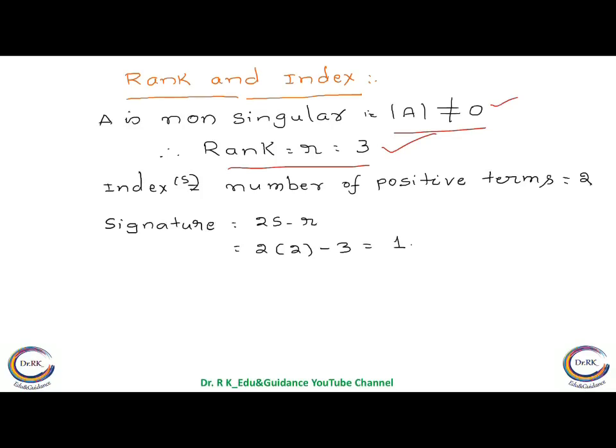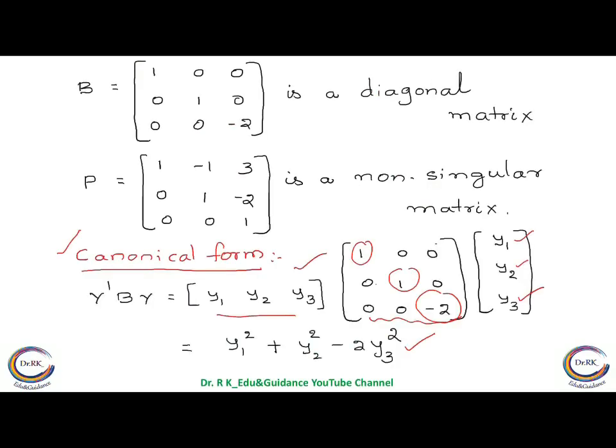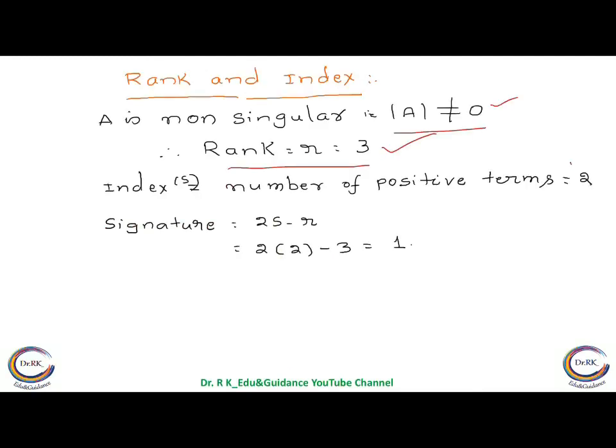Then the index is the number of positive terms. Here this is a positive term, this is a positive term, so therefore the index is 2. In this question they asked for rank and index only. If signature, then as we discussed, it is 2S minus R: 2 into the index 2, which is 4, minus 3, gives 1. So this is important, right?